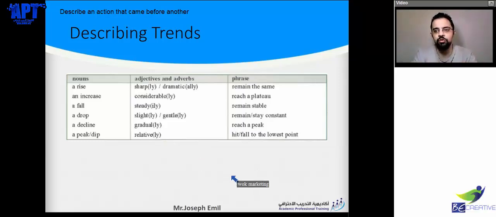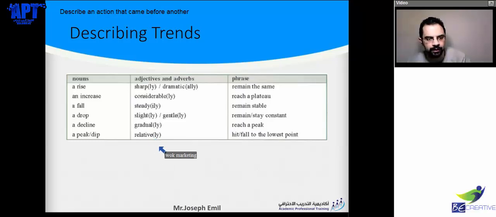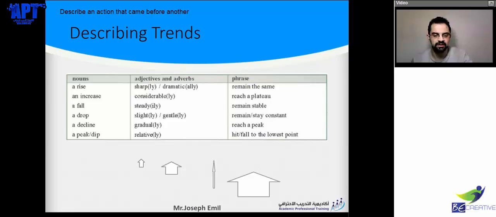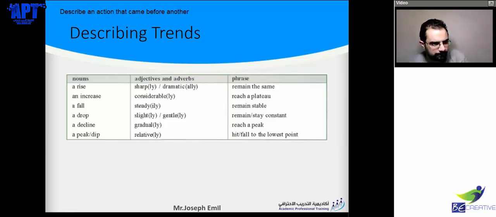Describing trends. When you want to say that something increased considerably, you can use other sentences. You can say there is a steep rise or a sharp rise here. Okay? So, again, I'm just going to draw special shapes. I'm just going to draw some arrows here, like this, to indicate what is a rise and what is a drop, or what is an increase and what is a decrease. A rise, here we are. This is an increase, which is this.